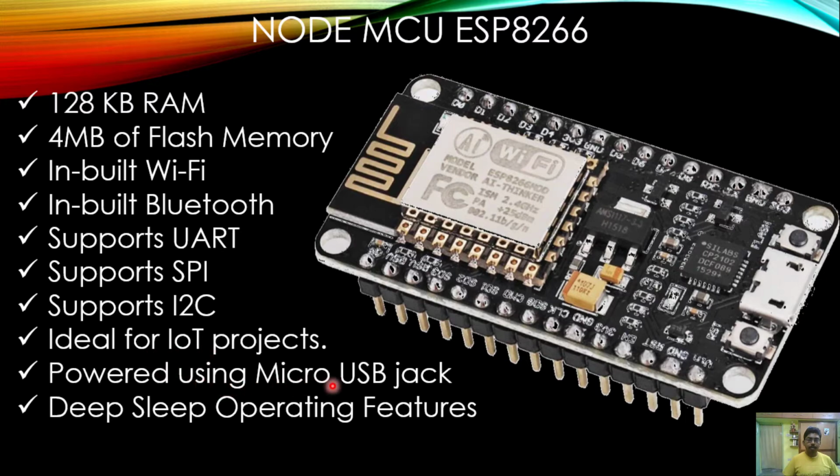This module is powered using a micro USB jack over here, and this is the antenna for Wi-Fi and Bluetooth, and this is the module. This module can operate in deep sleep operating features. Low power consumption module. You can see this chip over here. This is CP2102. This is the USB driver chip. If you connect the module with the laptop, you have to install this driver in your laptop. Then only you can communicate with this module. Otherwise, you will get a driver error and the port will not be shown.